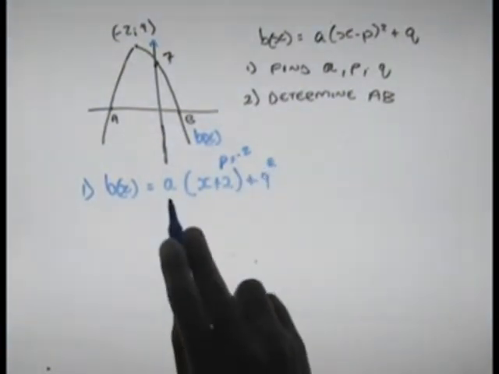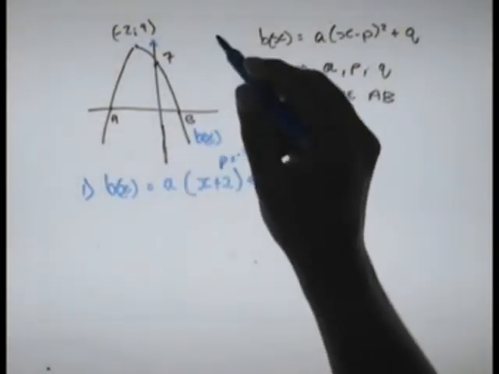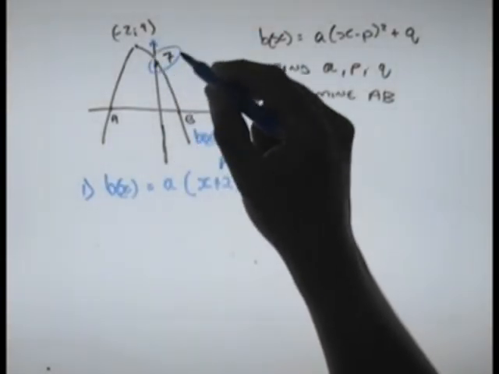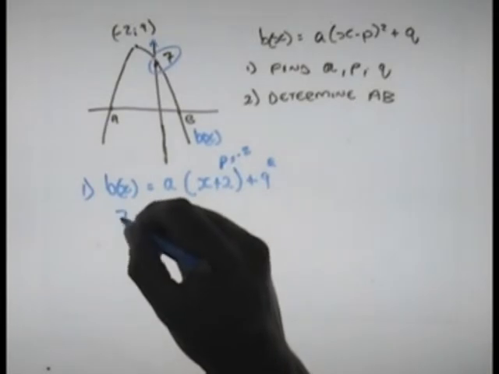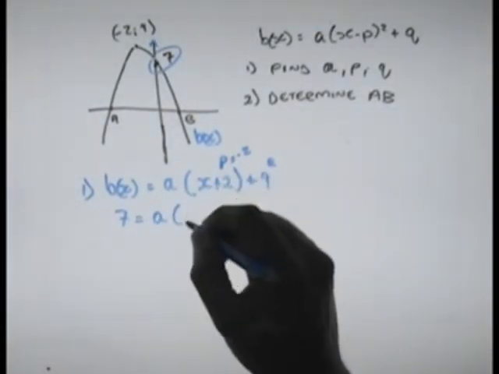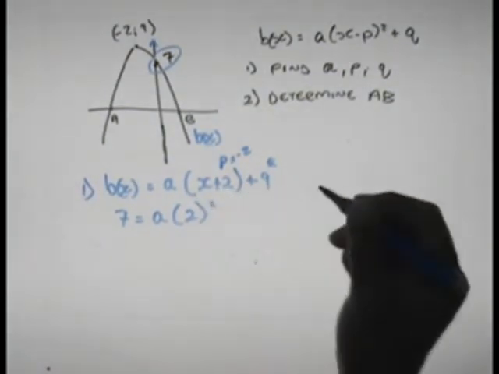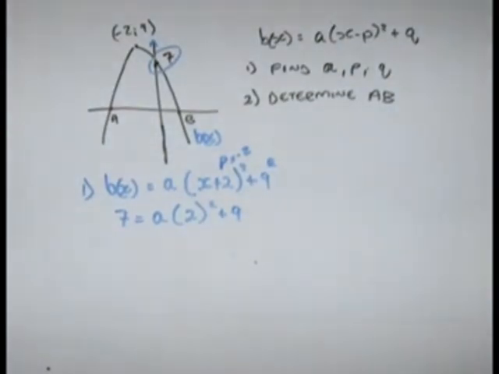We now have to find our a value. We need another point to substitute in. We do have another point to substitute in. This is the point x is equal to 0, y is equal to 7. That means that 7 is equal to a times (0 plus 2) squared plus q, or plus 9.